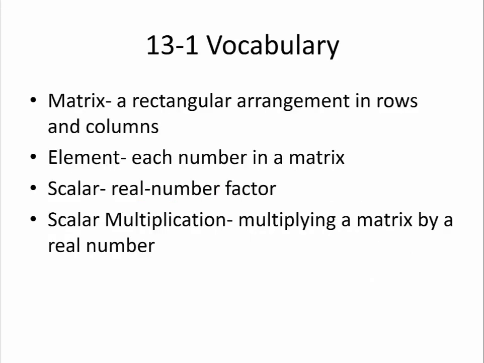13.1. Vocabulary. Matrix, a rectangular arrangement in rows and columns. Now all matrices are boxed in these types of weird little brackets, but they're big based on how many rows and columns you have. Element, each number in a matrix. A scalar is a real number factor, which basically means your multiplication number. Scalar multiplication, multiplying a matrix by a real number.